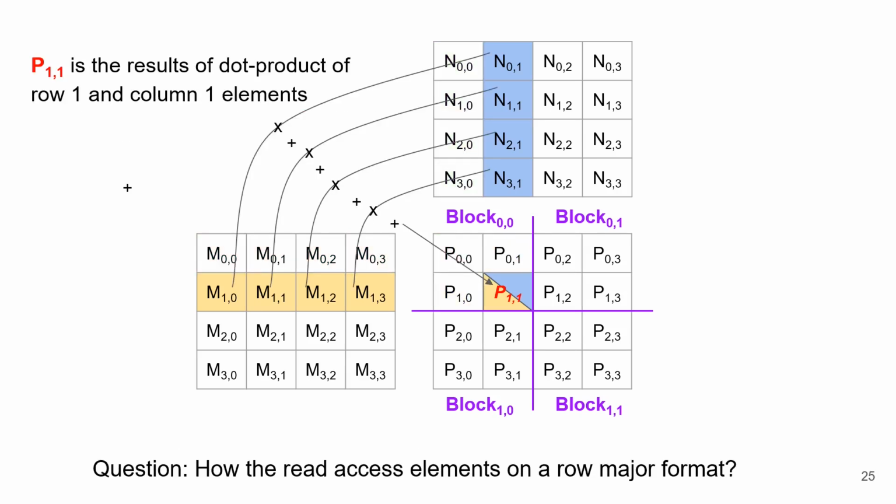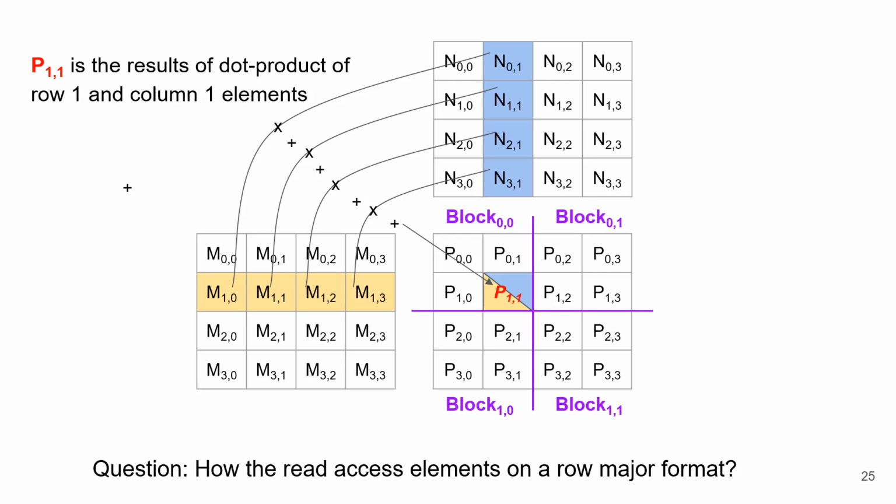What the thread is going to do now is calculate the dot product of row number 1 of M and column number 1 of N. That means M10 multiplied by N01 plus M11 multiplied by N11 plus M12 multiplied by N21 plus M13 multiplied by N31. That means the thread is iterating over a loop doing a multiply-accumulate operation.